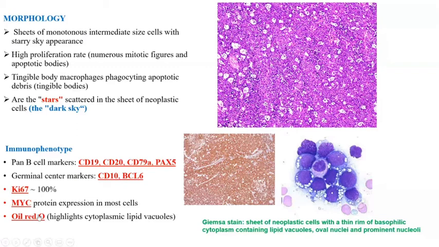And this is a smear. You can see these are Burkitt lymphoma cells. They have basophilic cytoplasm, and they will have lipid vacuoles in the cytoplasm. This is very characteristic on the smear. So when you do Oil Red O stain, this is a special stain to detect lipid, so it will highlight this lipid.